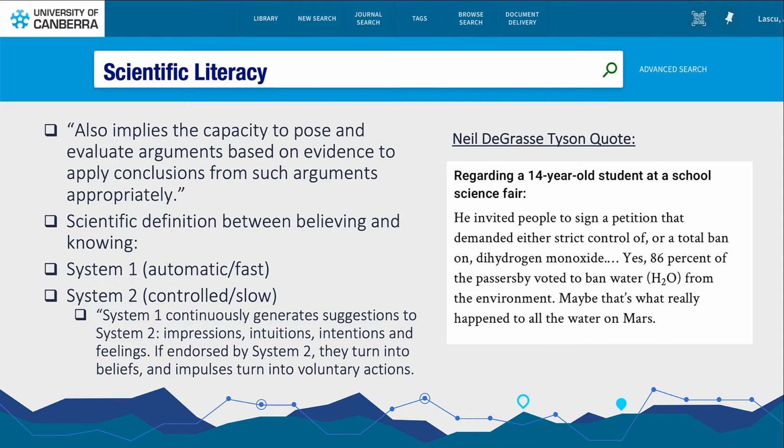If they are endorsed by System 2, they turn into beliefs, and impulses turn into voluntary actions. So there are a number of things that we do really automatically or really quickly without considering them. This is one of the reasons why Thinking, Fast and Slow, that very famous book, turned so many heads when it came out, because of this idea that you can stop and consider whether a thought is an impression or an intuition, maybe even an intention or a feeling, rather than something conscious and voluntary. Then you should be able to mediate the effects between the two.